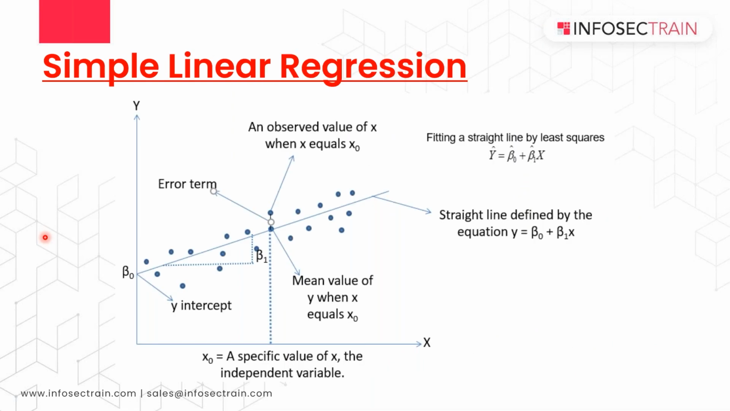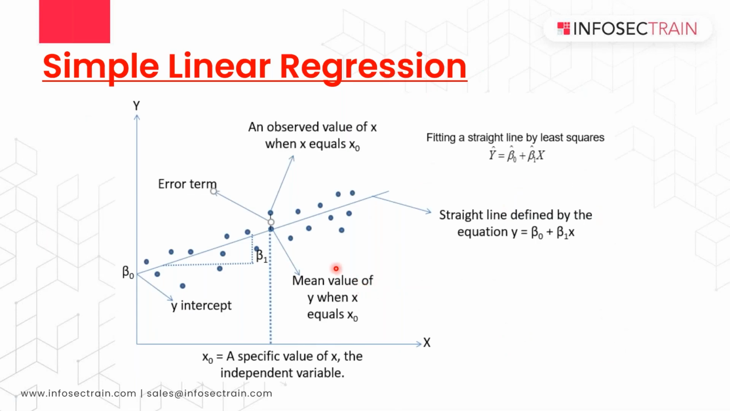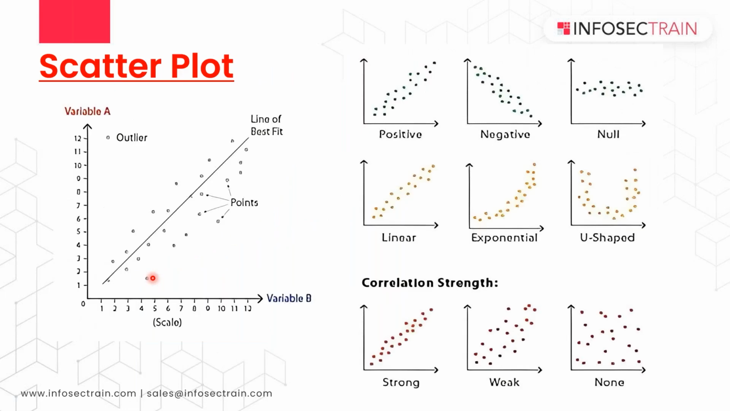As we discussed about the scatter plot and correlation, correlation is just finding out the linear relationship. Not just the relationship, it is finding out the linear relationship. If I say this is a positive correlation, that statement is not correct. This is not showing a positive correlation, it is showing a positive relationship.